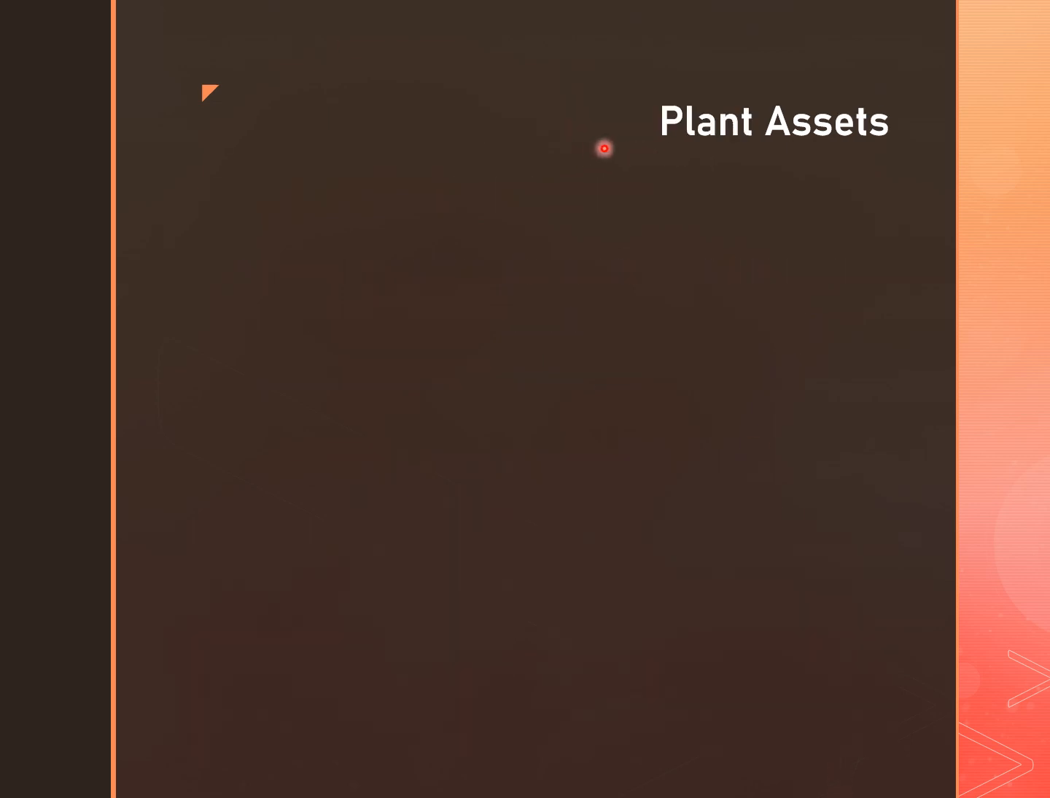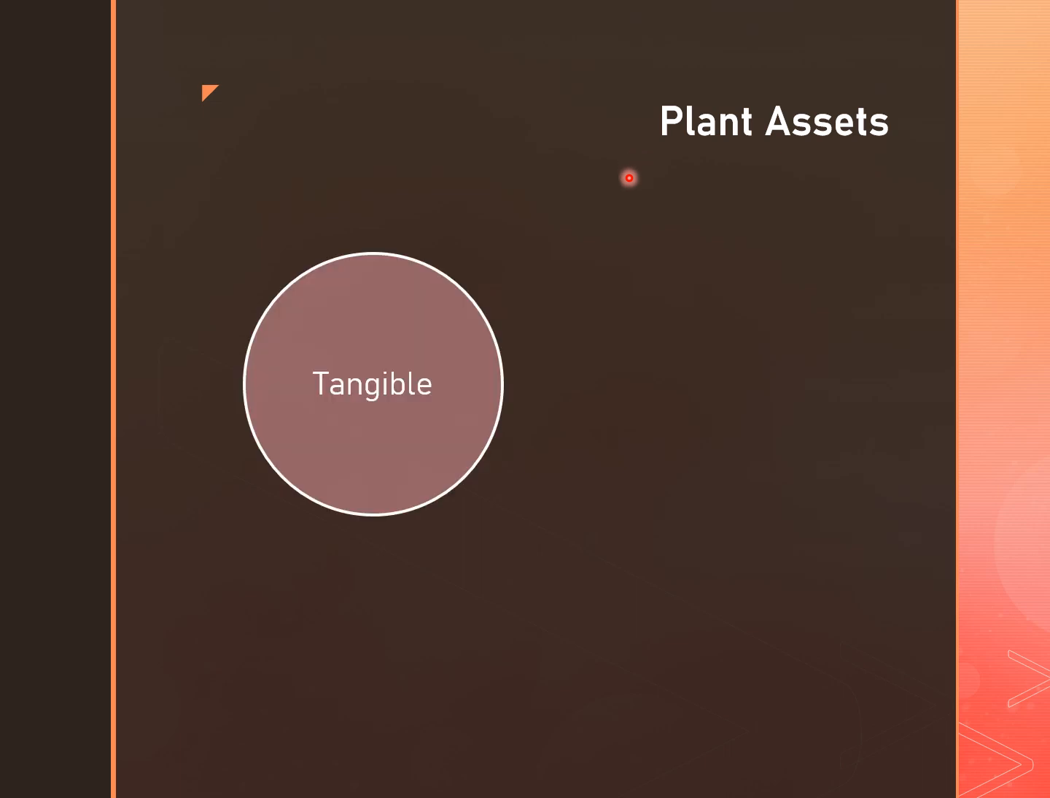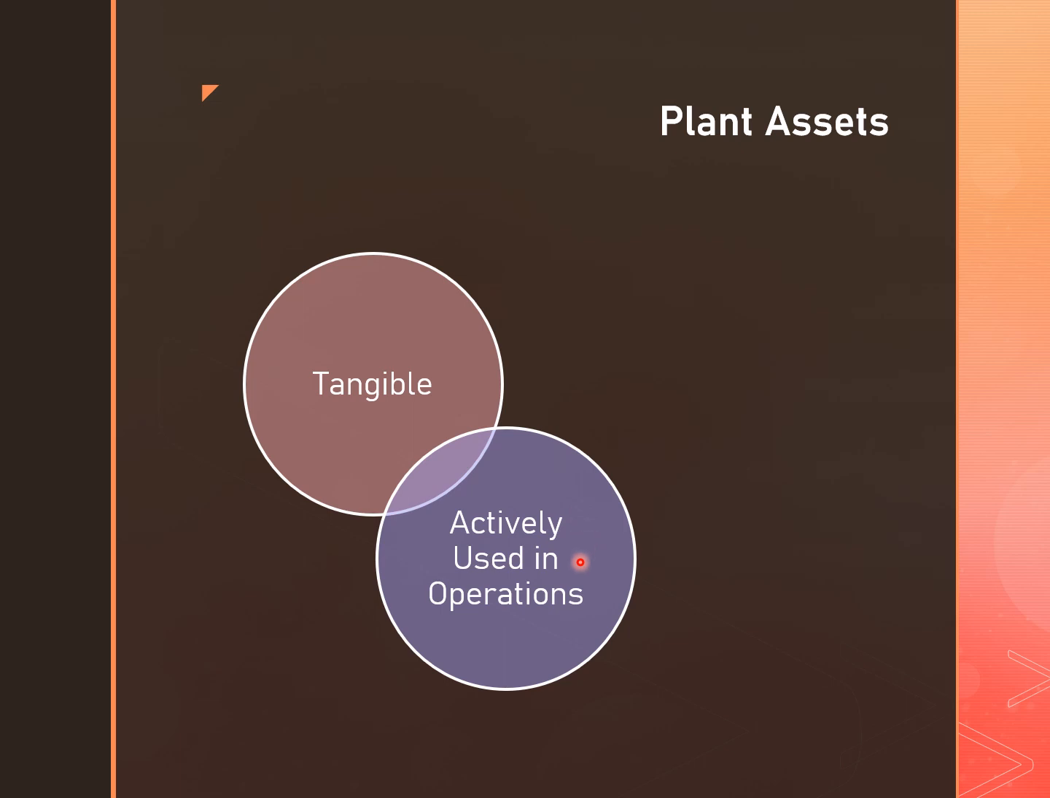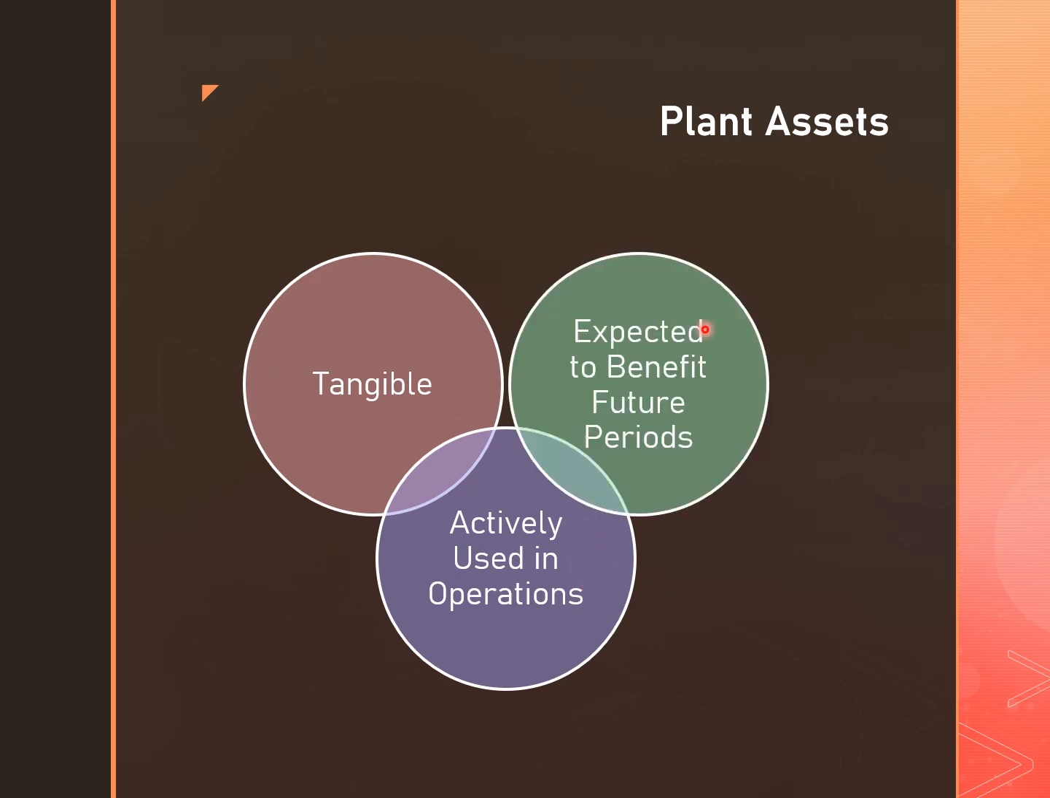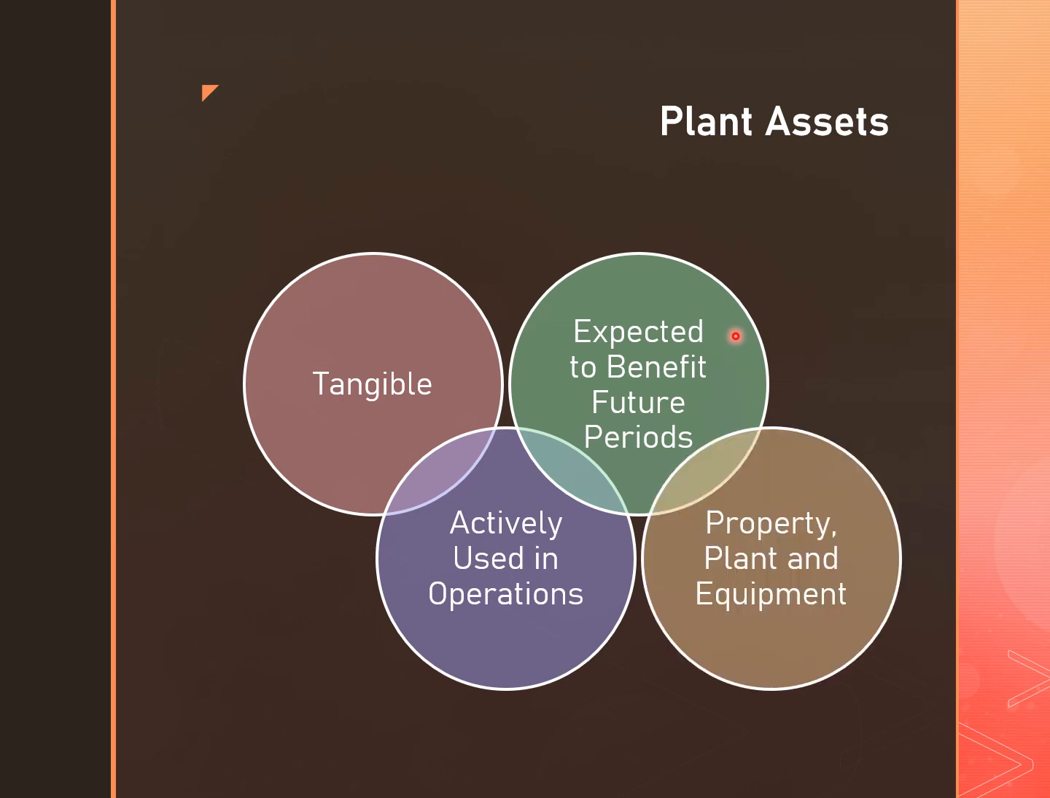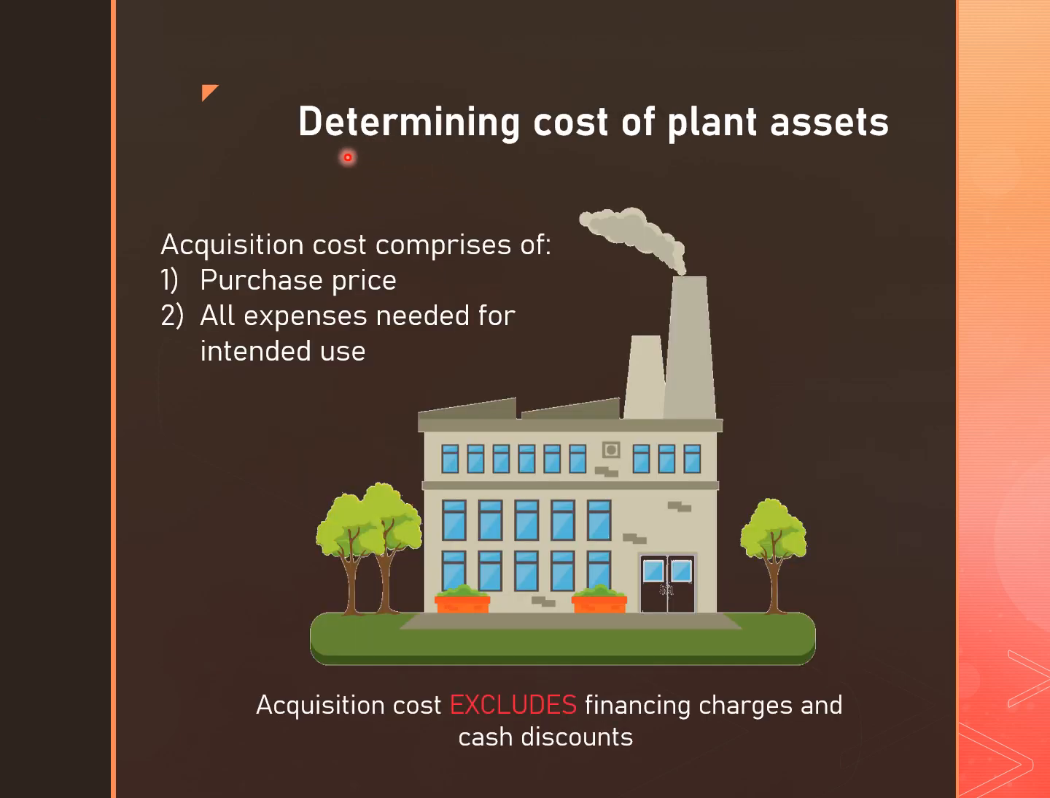Next, kita nak tengok on plant asset. So, plant asset ni adalah those tangible assets which actively used in operation, which expected to benefit in future periods, such as the property, plant and equipment. So, first, I nak discuss tentang how to determine the cost of plant asset.